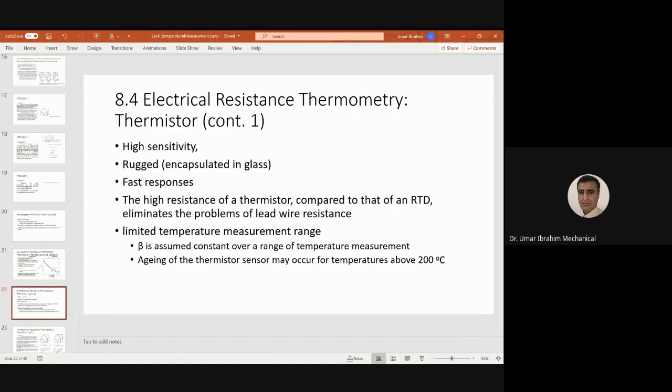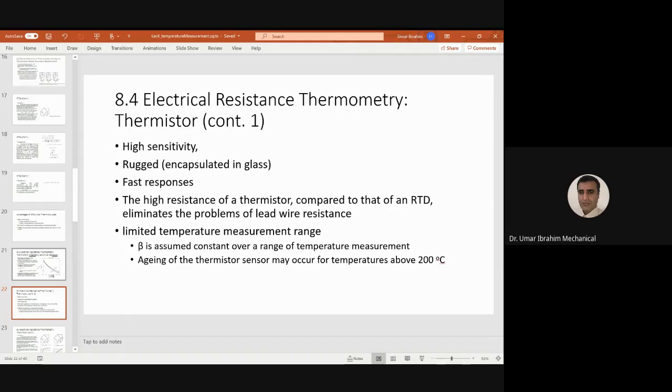Now, electrical thermistor has higher sensitivity, we discussed it in the previous slide. It is rugged, encapsulated in glass. It is typically encapsulated in glass. It's a fast response instrument, unlike RTD. So basically, we are comparing this to RTD. Relatively, thermistor has higher sensitivity compared to RTD.